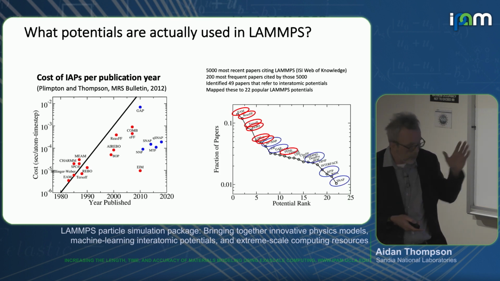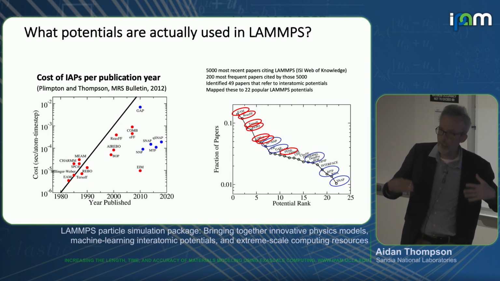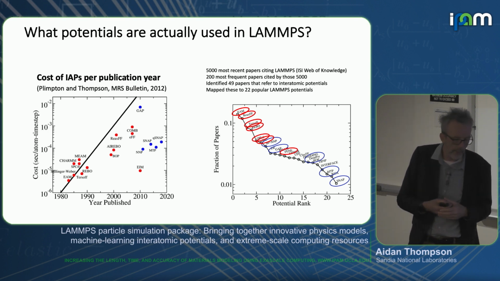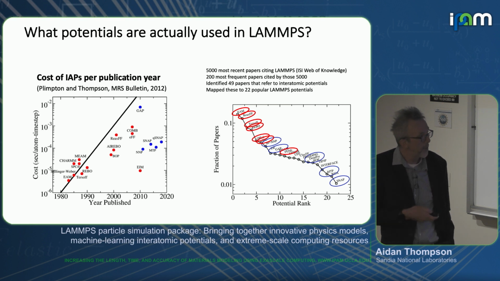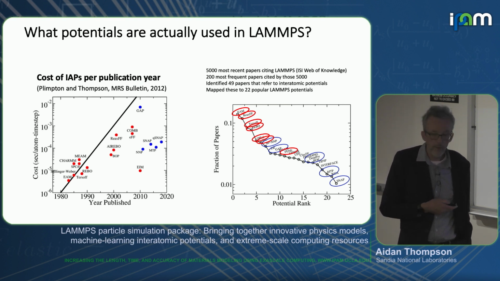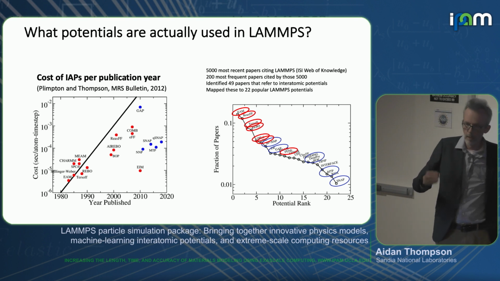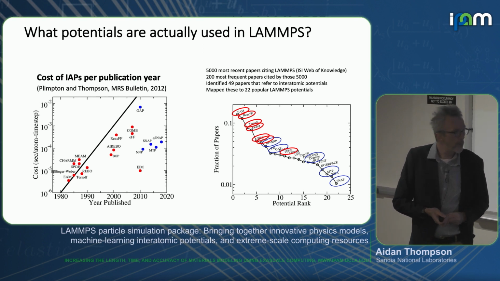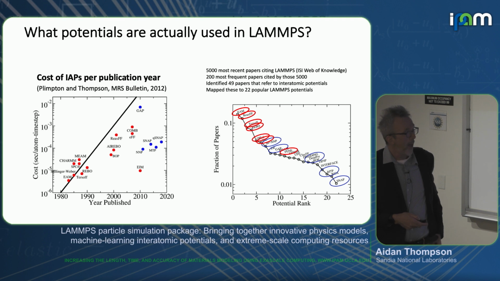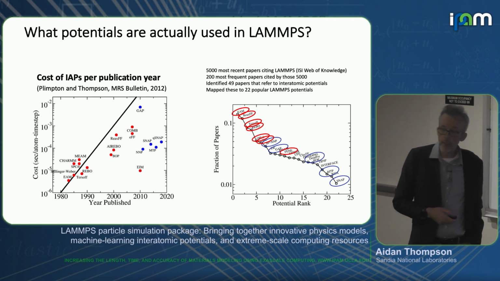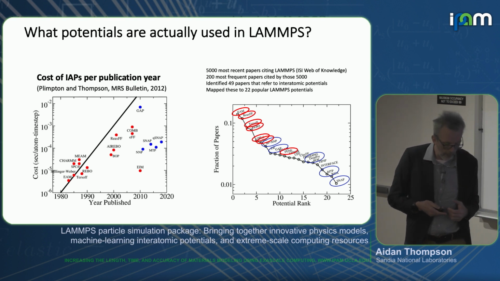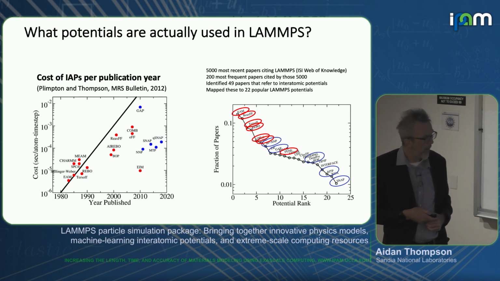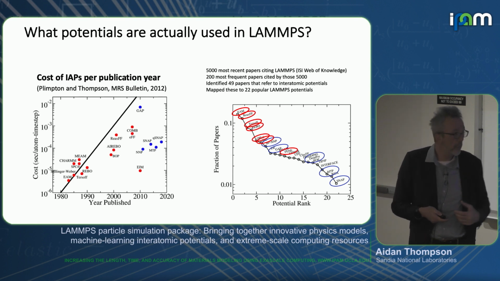What I showed you there was just sort of anecdotal, like this is what people might be using, or this is what's implemented in LAMMPS. But I was curious to know what potentials most people who use LAMMPS are actually using. So I did an analysis of 5,000 papers that cited LAMMPS, which is roughly 1 year's worth of LAMMPS citations. Then I got all of the citations from the citation lists in those papers. I was able to scrape them out of the ISI database. And then I looked at which of those citations occurred most frequently.